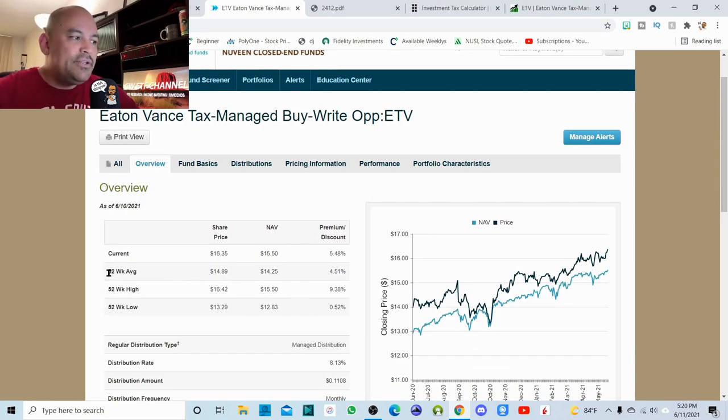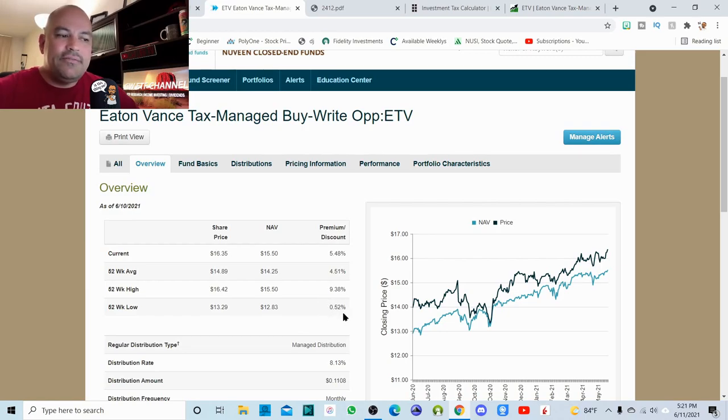So we'll look at the 52-week average, and it averages in the past year a 4.5% premium. So what that tells you is that in the past year it typically trades at a premium. So it's not unusual that it's trading at 5.48% more than its net asset value. At its peak, its 52-week high, it traded as much as 9.38% higher than its net asset value. And at its low in the past year, it's traded pretty much on par with fair value at a 0.52% premium. So this is what you want to watch here if you're wanting to get into a fund.